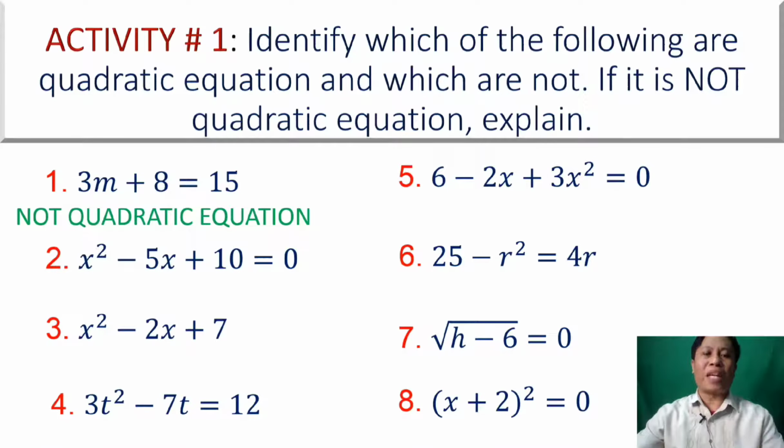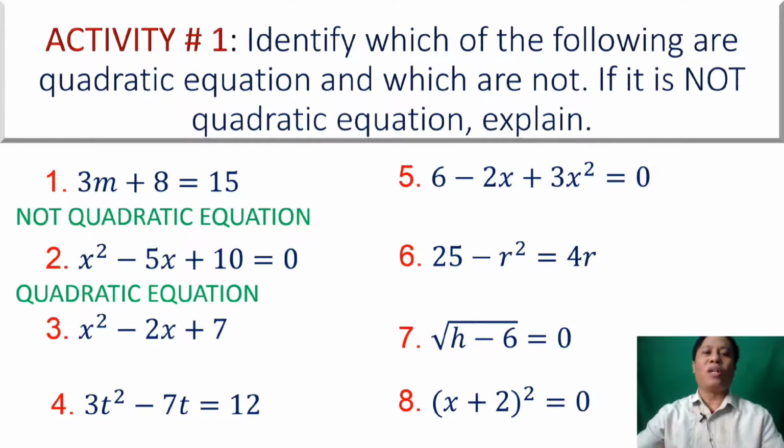Let's proceed to number 2. Number 2 is x squared minus 5x plus 10 equals 0. Is this a quadratic equation or not? It is a quadratic equation because the highest exponent is 2. And actually, it is written in standard form: x squared minus 5x plus 10 equals 0.